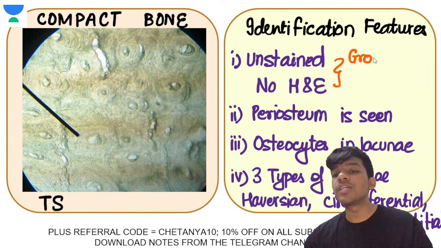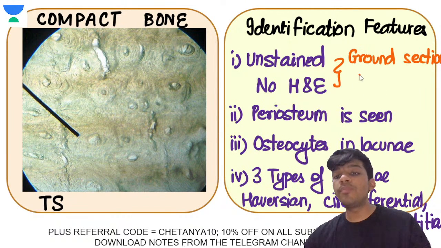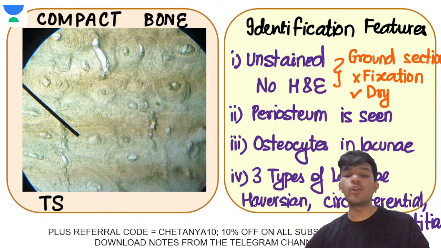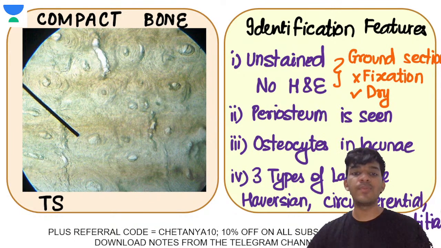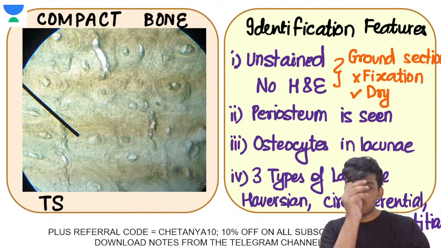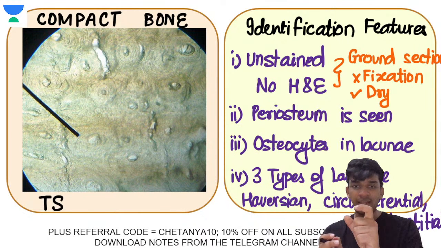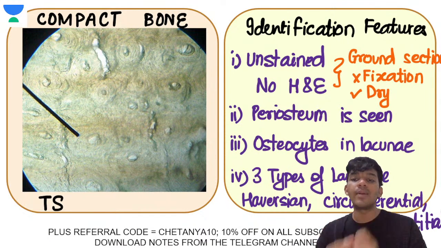Ground sections. What does this mean? That you do not perform any fixation and staining. Right? You are only cutting the bone and you are allowing it to dry. So you are not using any special staining techniques, right? Then these slices are cut to a very small thickness so that you can view it under a light microscope.